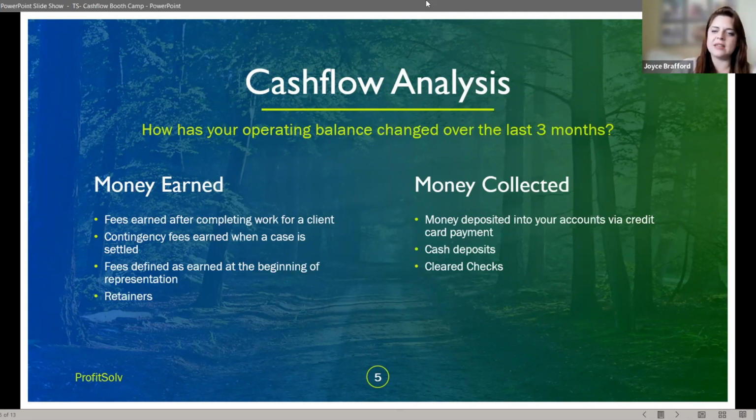Let's look at our money collected: money deposited into your accounts via credit card payment that just magically appear there by virtue of electronic payment systems. Cash deposits, clearly that's money that has been collected and is in your bank account. And of course, clear checks. Someone pays you by check, digital check, wire, an actual paper check that you've deposited. That's all money collected, right? So not all money earned is going to be in your cash flow analysis right away. But if you've earned it and you've collected it, it should be included in your cash flow, right?